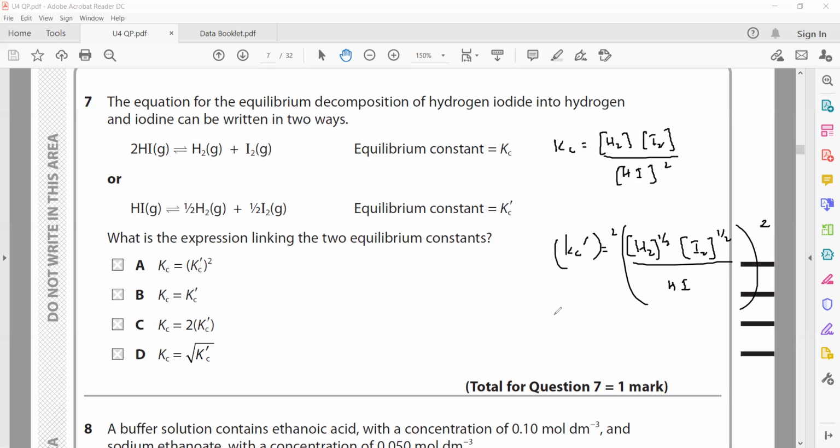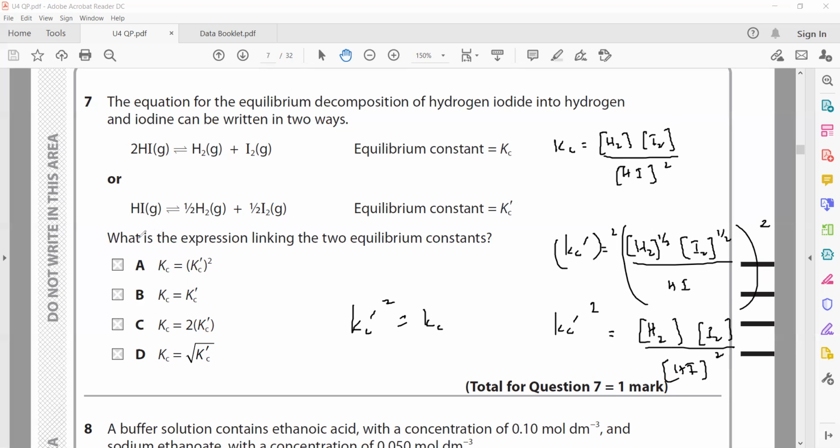So you can see if I square this equation, square both sides, the square and the root will cancel. This will become Kc dash square equals, because the square will be there on hydrogen also and iodine also, that cancels with the half. So this will become concentration of hydrogen, concentration of iodine divided by hydrogen iodide square. And that is equal to Kc. So I can say Kc dash square is actually equal to Kc.